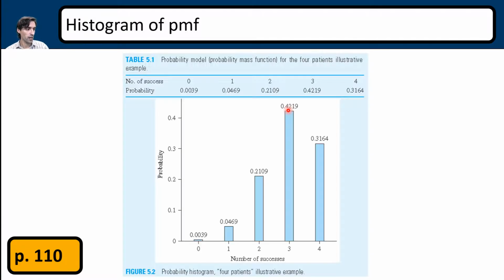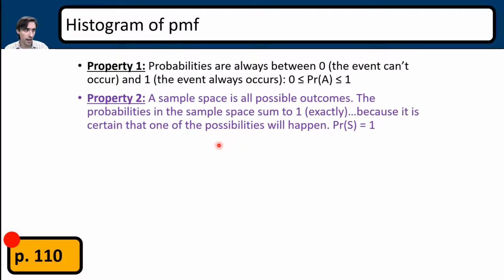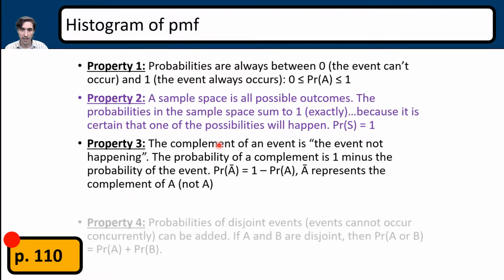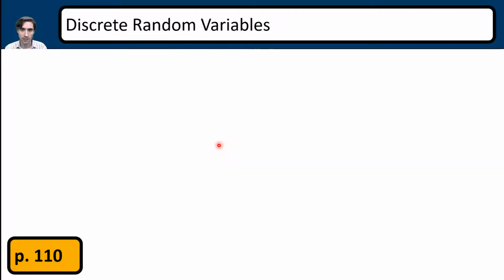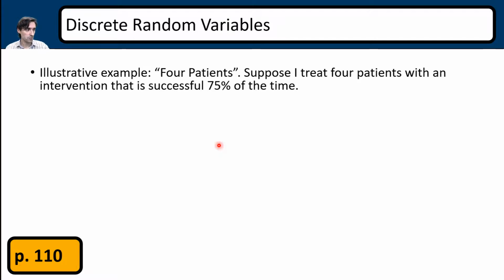And property 4 is where probabilities of disjoint events can be added. These are disjoint events because each individual patient is not related to one another. So if one has a procedure and doesn't make it, that's not going to impact the 3 remaining patients. All right, so we've gone through property 1, now we're on to property 2, but we've kind of covered it, and I'm sorry, they just keep on popping up like ghosts.